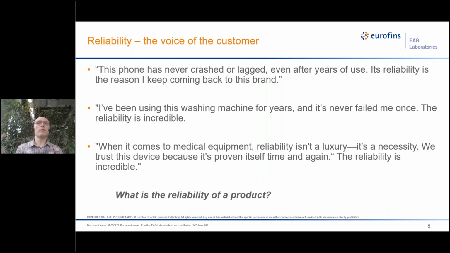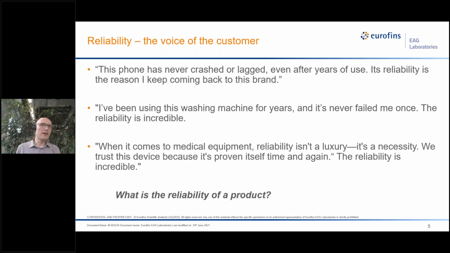Let's start this webinar with the voice of the customer. What is the reliability of a product and how do customers experience this? As technicians, we have very precise descriptions about reliability, what it is and how we can calculate it. But for consumers or so-called customers, it's completely different. Here are some statements from end users, and these statements tell you something about how customers experience a product.